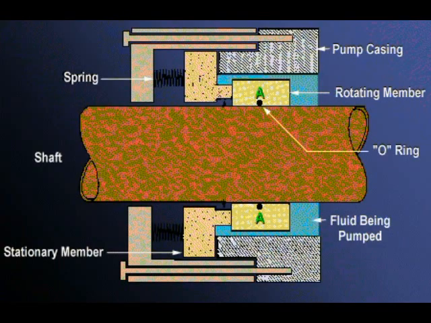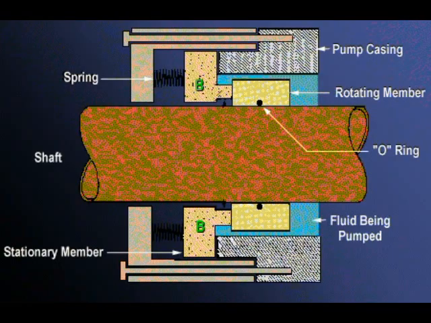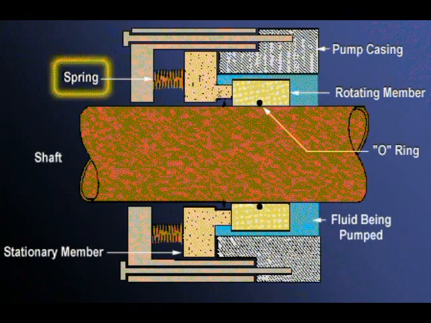An O-ring provides a water seal between the shaft and the surface at A. The other ring, labeled B, is attached to the pump casing, with the bolts and solid members shown in the diagram. There is a spring that forces the stationary and rotating rings together with a given amount of pressure, keeping the wearing surfaces of the two rings in contact.